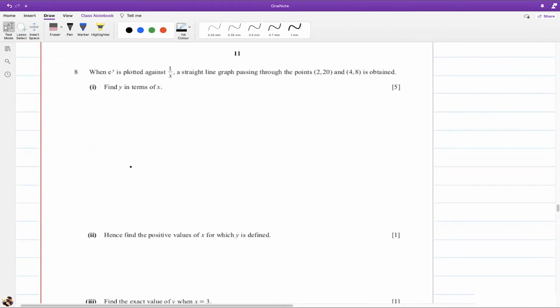All right, this one. When e power y is plotted against 1 by x, a straight line graph passing through these points is obtained. Find y in terms of x. Okay, so we have a dummy variable y, which is e power y, and dummy variable x, which is 1 over x. So I'm going to be like, okay, let me first find out gradient. So it is 20 minus 8 over 2 minus 4 leaves me with minus 6. And then I have to find this y-intercept. So I'll just keep it simple. I'll be like, okay, y is equal to mx plus c for any equation.